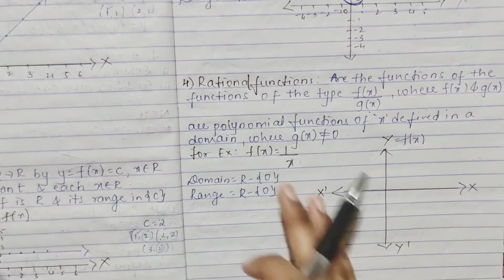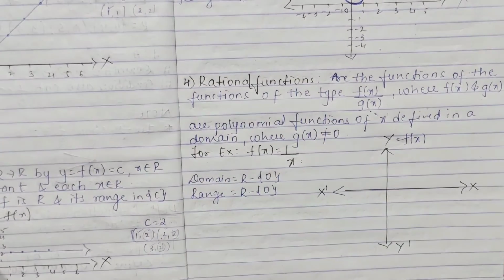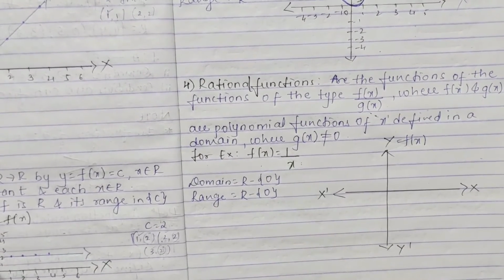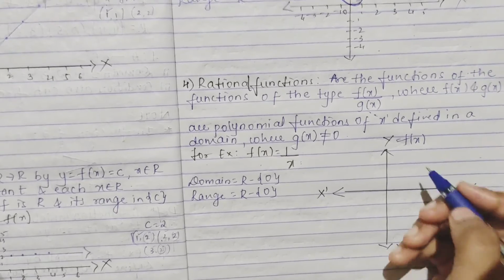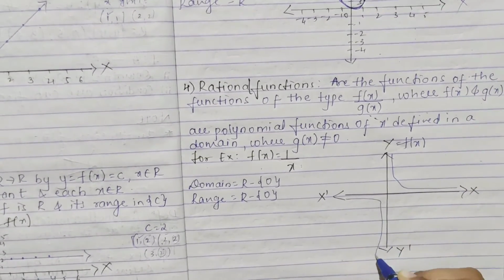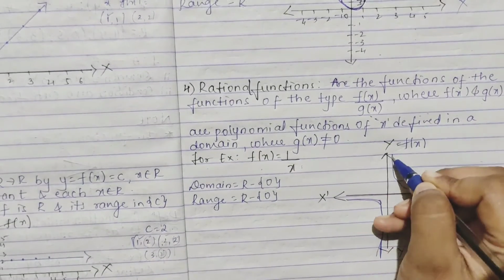Now in rational functions, there is also no particular graph. This graph is not important, but just for one question, if I take f of x equal to 1 by x, and you draw it, you get a graph in such a way. Like this, you'll get a graph.